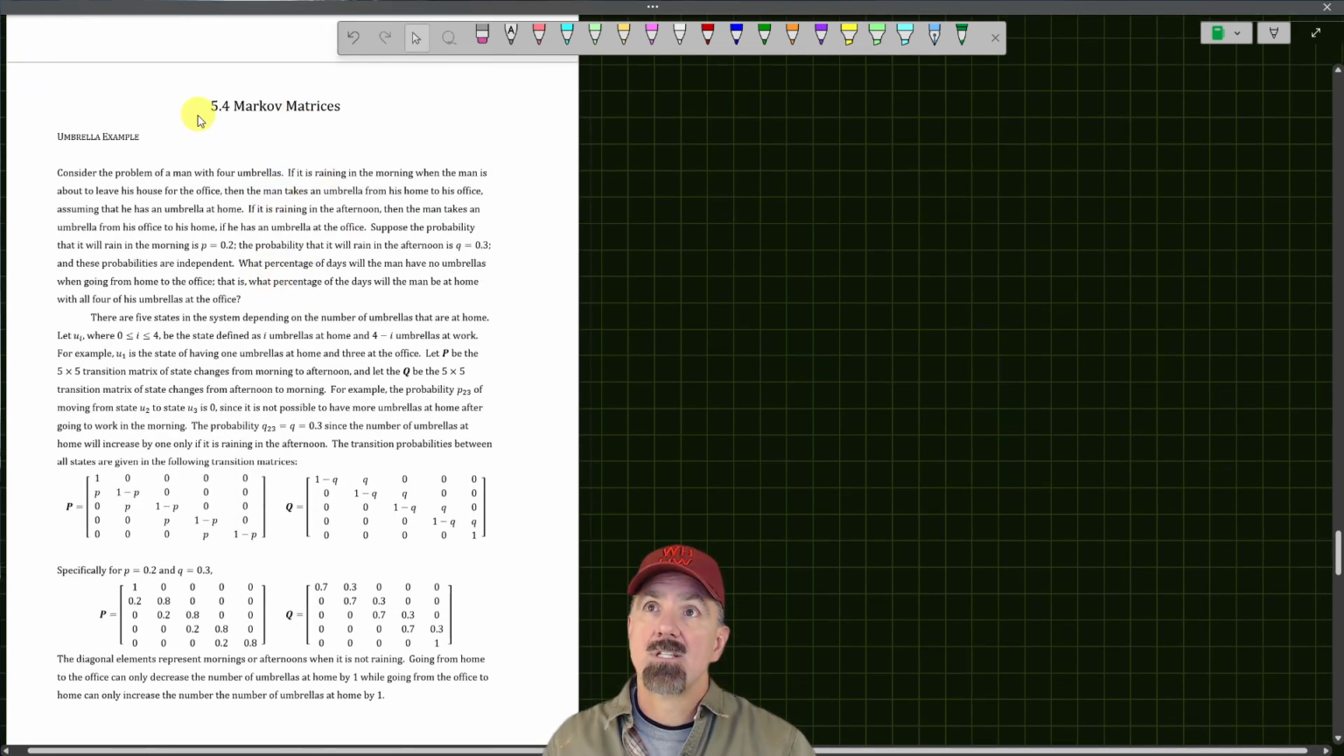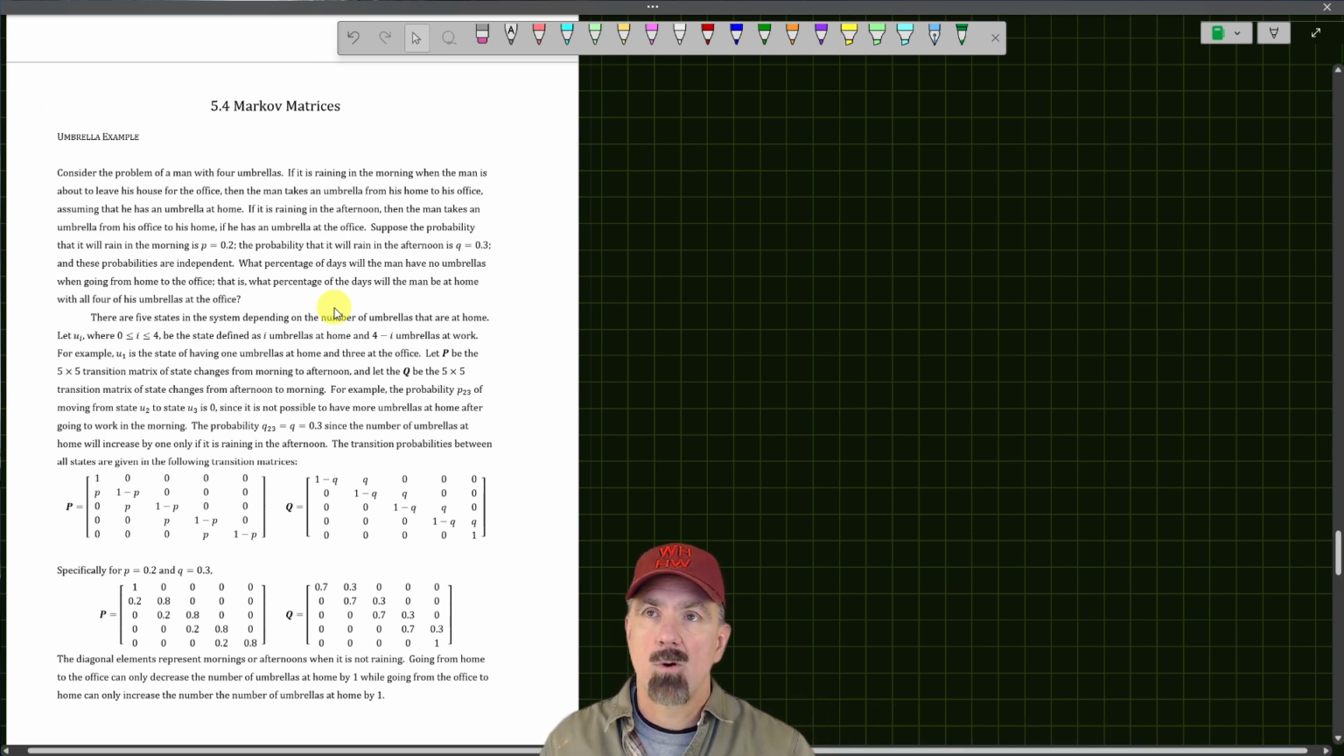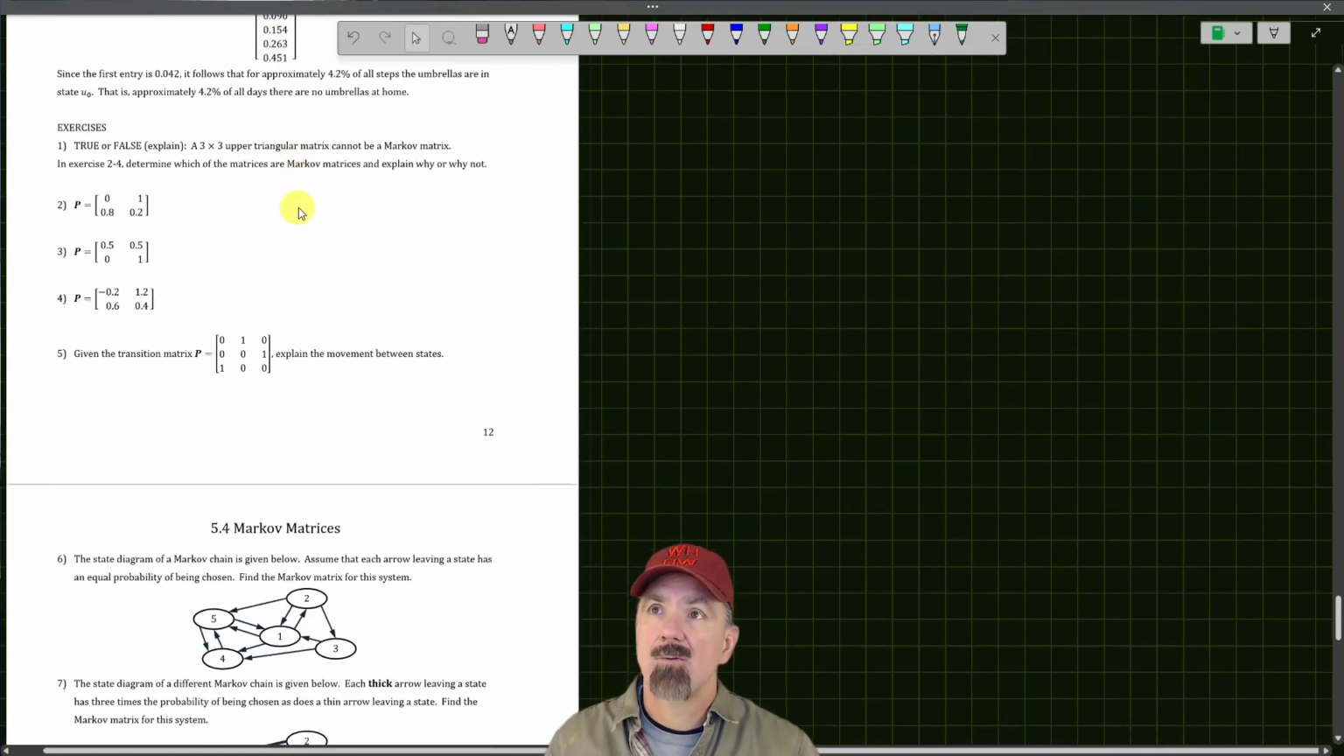Also included in here is the umbrella example. You don't need to worry about that. This is a next level of difficulty that exceeds what we're doing in this class, because we're only spending 2 days just to give you a brief introduction to the application of linear algebra to Markov matrices, where we represent these transitions as probabilities in a matrix, and then we look at the eigenvalues and eigenvectors. So don't worry about the umbrella problem. You can read through it if you want, but that's not required.